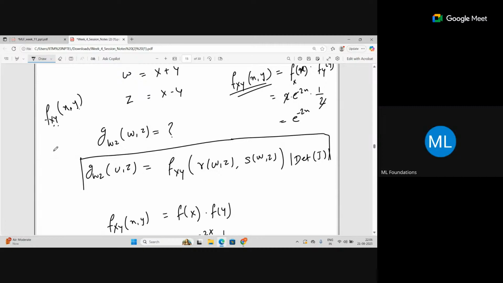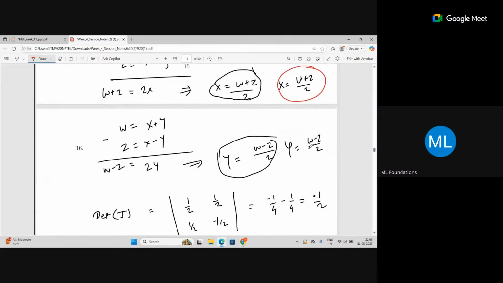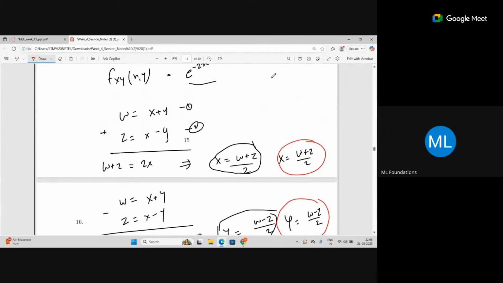When I write in these terms, this part becomes x and this becomes y, because before the comma I should have x, and after it should be y. But I'm saying that this x is some function of w and z, and y is also some other function of w and z. What is that function? We have found x as (w plus z) by 2, and y by this. So this x I can write as r of w comma z, and this as s of w comma z.